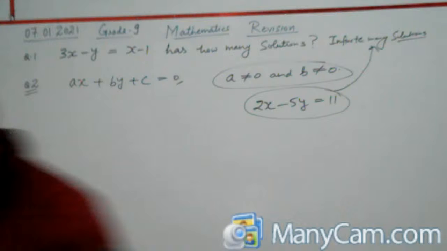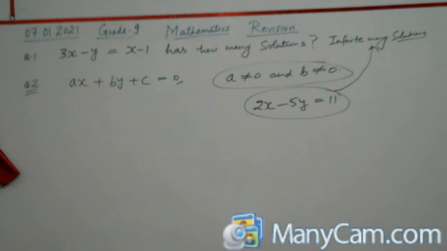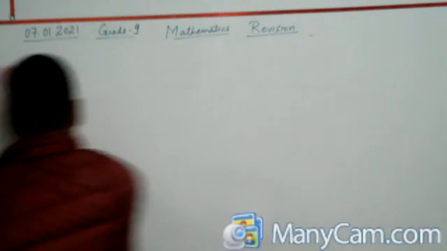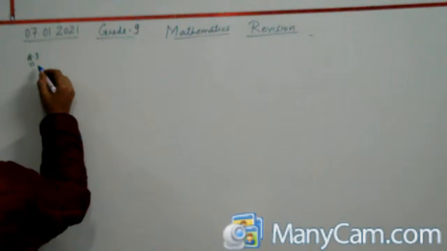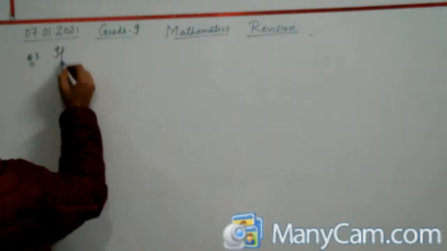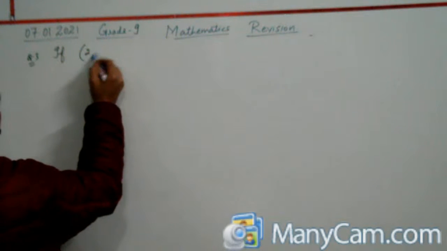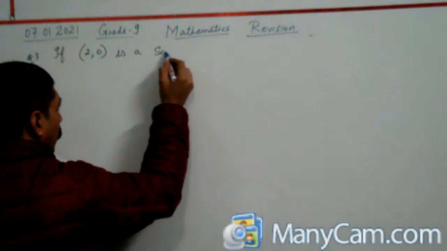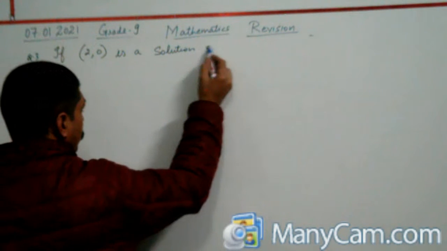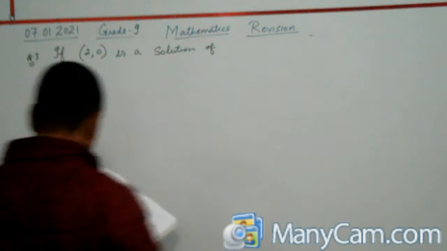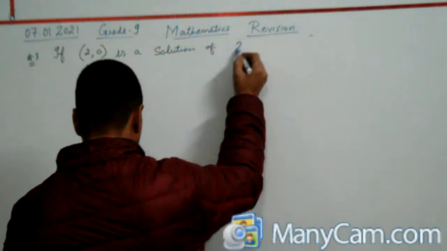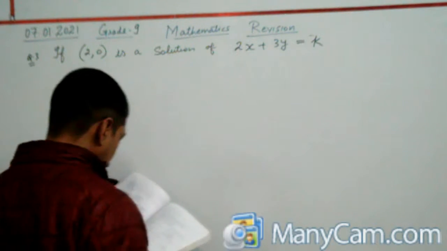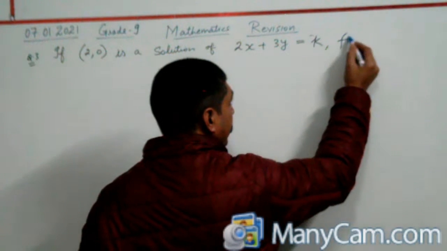Now let's take the next question. Question number 3: if 2, 0 is a solution of the linear equation 2x plus 3y is equal to k, then find the value of k.